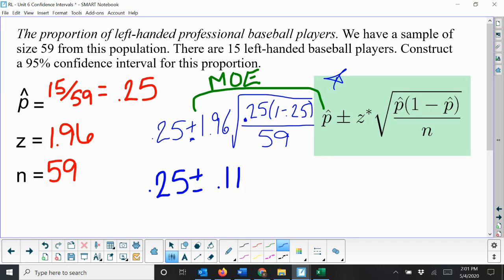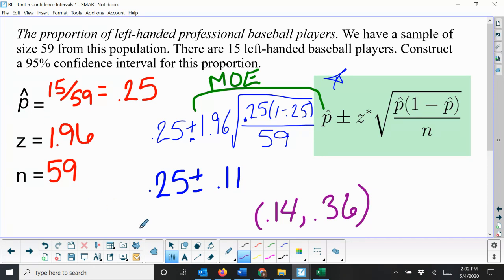And then I'm going to calculate my interval. So the lower bound is going to be the 0.25 minus 0.11, and so that's going to be 0.14. And for the upper bound, I'm going to add 0.25 plus 0.11, and that's going to give me 0.36. So my confidence interval is between 0.14 and 0.36.